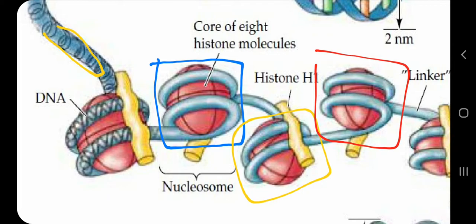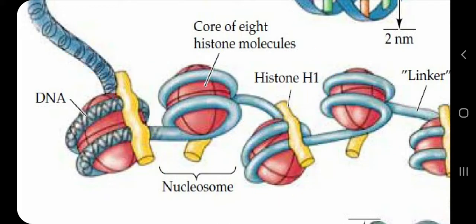Here you can notice one more thing, that this yellow structure here is also histone. Here it is labeled as histone H1. Let me clean the board. So here this is labeled as histone H1.